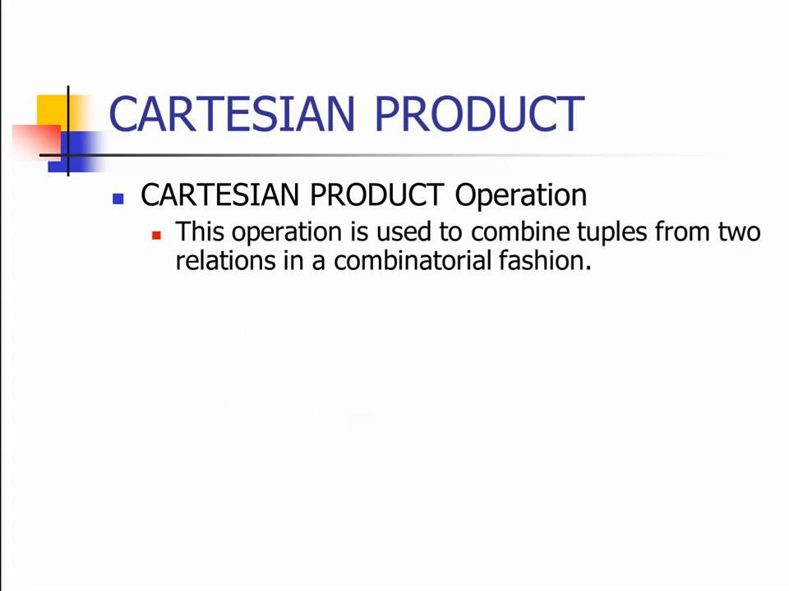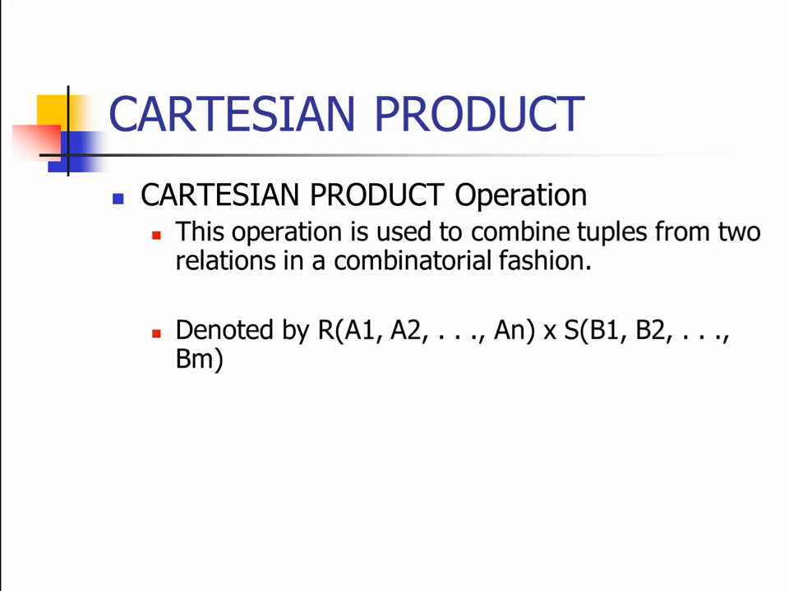Cartesian product, as I always introduce it to my students, is like a monster operation. Why am I saying it's a monster operation? Because it will generate a huge table. Let's take a look at this. This operation is used to combine tuples from two relations in a combinational fashion. So what's going on over here is that I have two tables and I want to put them together.